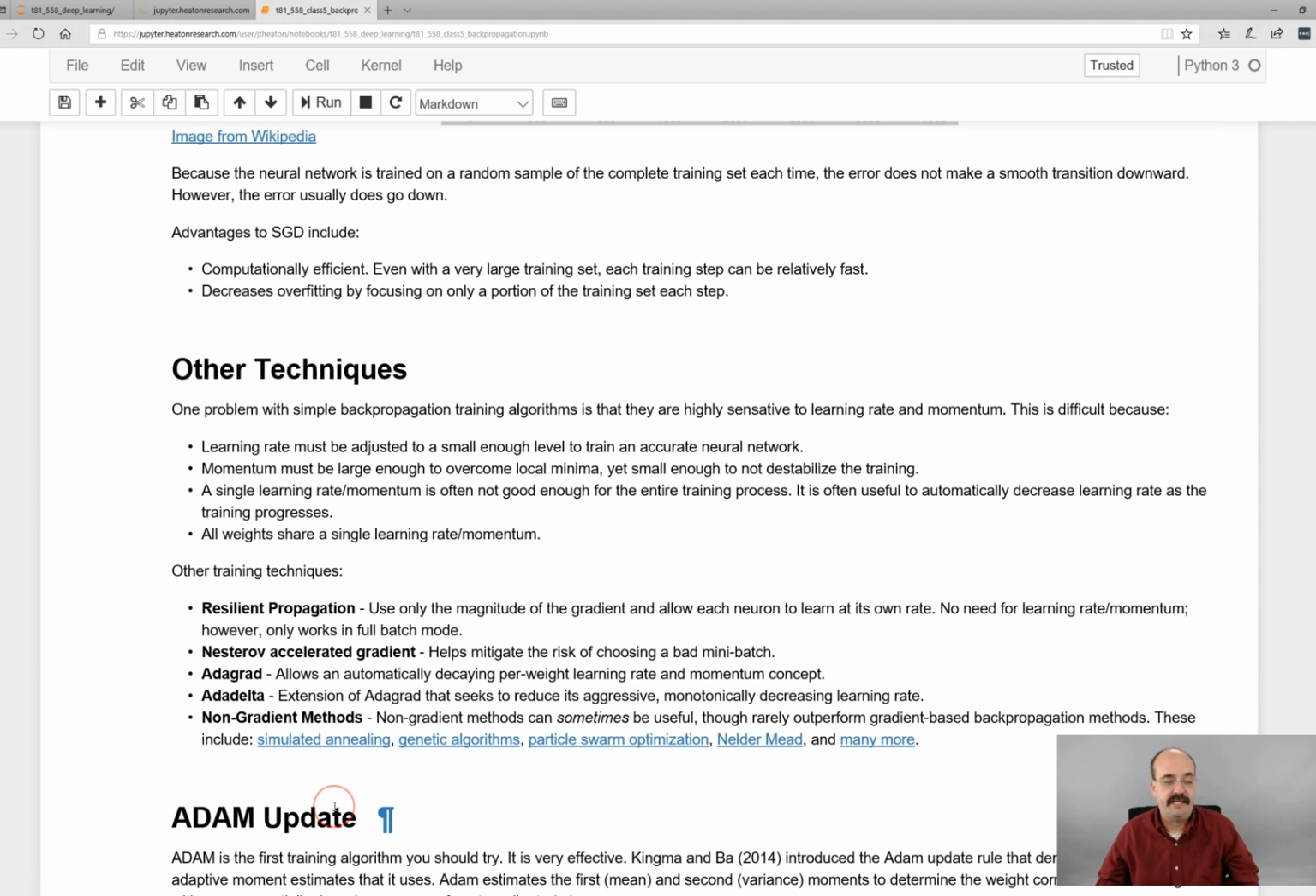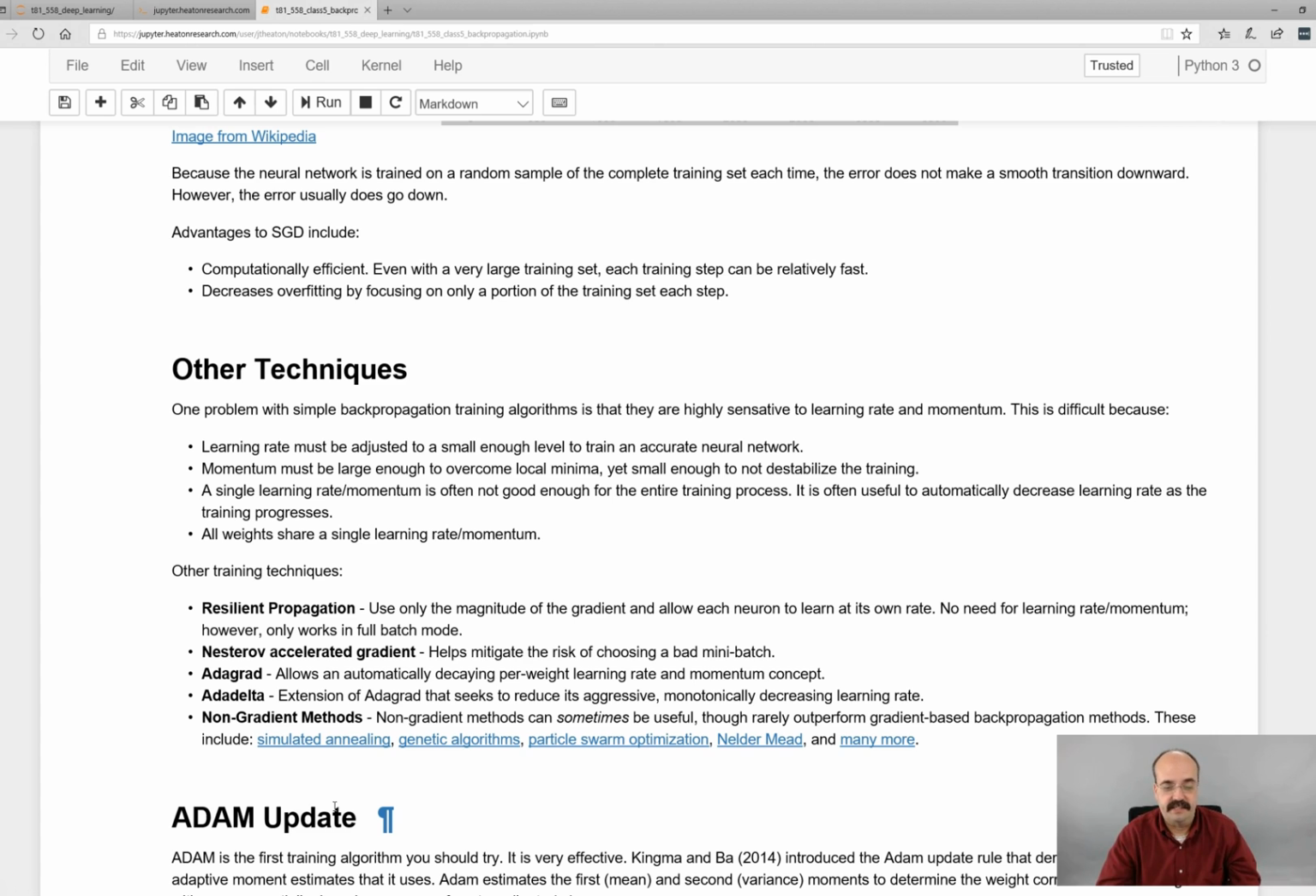These are some other training techniques that I've worked with in the past. There's resilient propagation. It works pretty well. It basically recognizes that the sign of the gradient is probably the most important thing. It tells you which direction the weight should move to better optimize. So it also does not need a learning rate and momentum. It was popular back in the day, but it's not seen as much use with deep learning. Nesterov accelerated gradient, with stochastic gradient descent, helps to mitigate the risk of just picking a really bad mini batch that then damages the rest of the training that you've done.